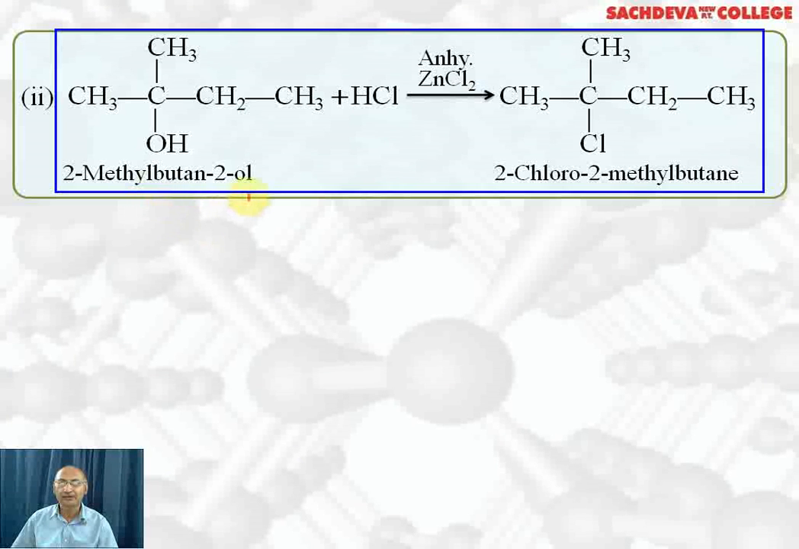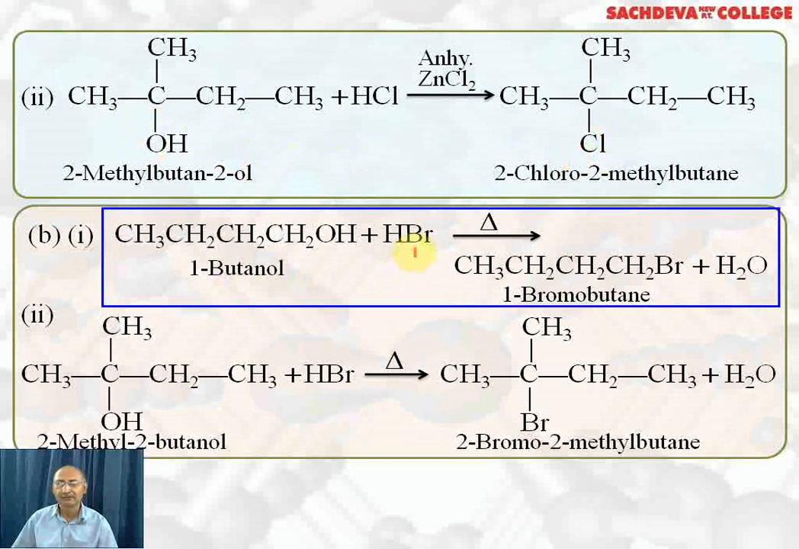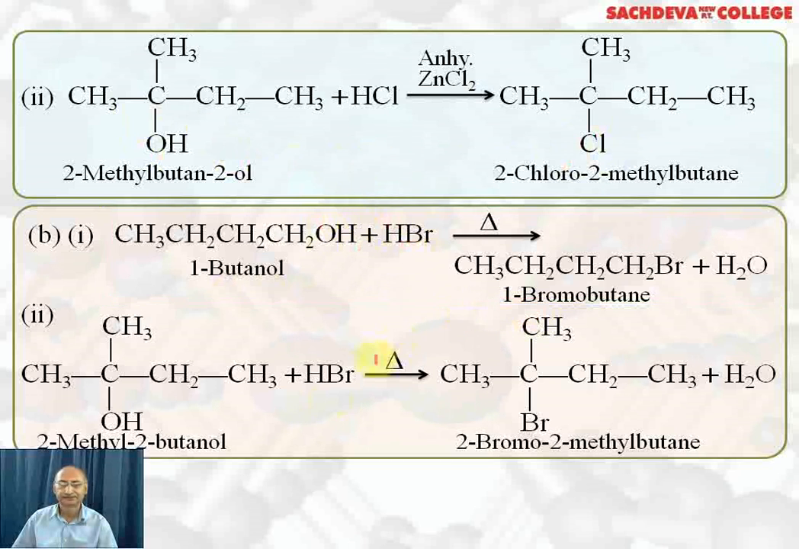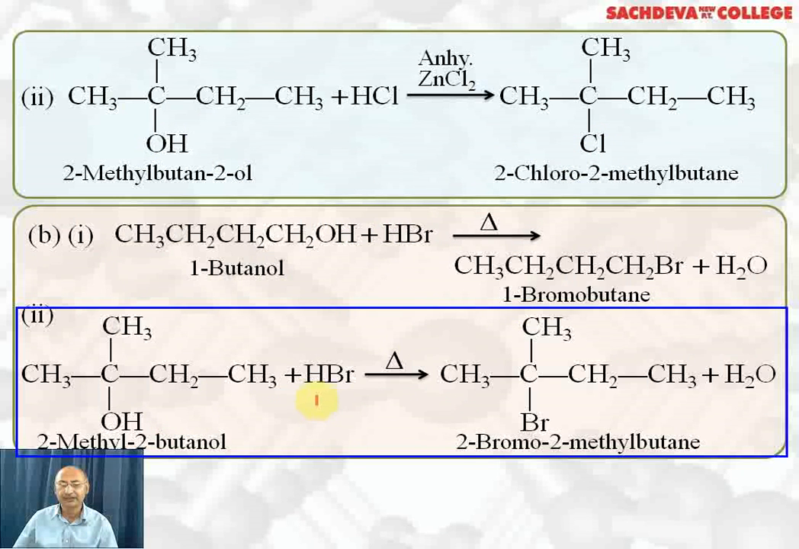Next, 2-methylbutan-2-ol will react with conc HCl and anhydrous zinc chloride fastest because it is a tertiary alcohol, and it results in the formation of 2-chloro-2-methylbutane. OH is being replaced by Cl. 1-butanol when it reacts with HBr, water is removed, we get 1-bromobutane plus water. 2-methyl-2-butanol when it reacts with HBr, H from here and OH from here, water will be removed, bromo will come here. This compound is 2-bromo-2-methylbutane. This is a nucleophilic substitution reaction. OH is being replaced by Br.